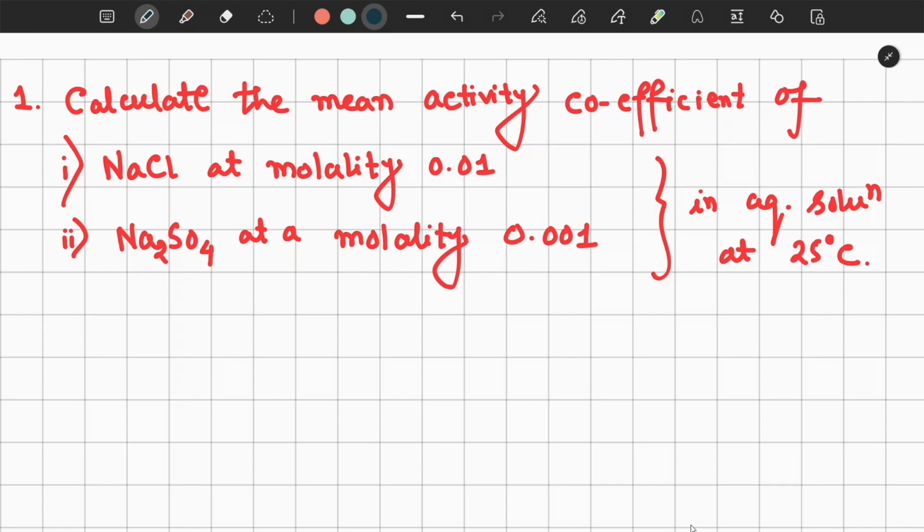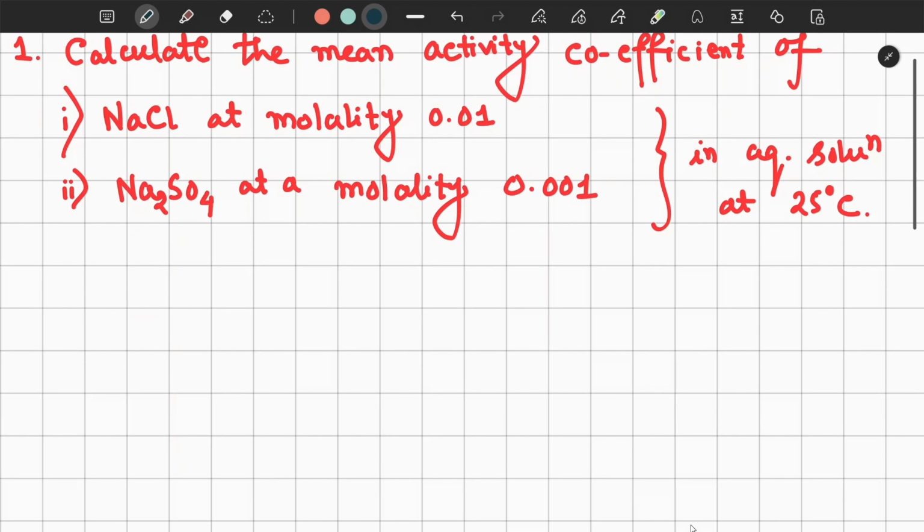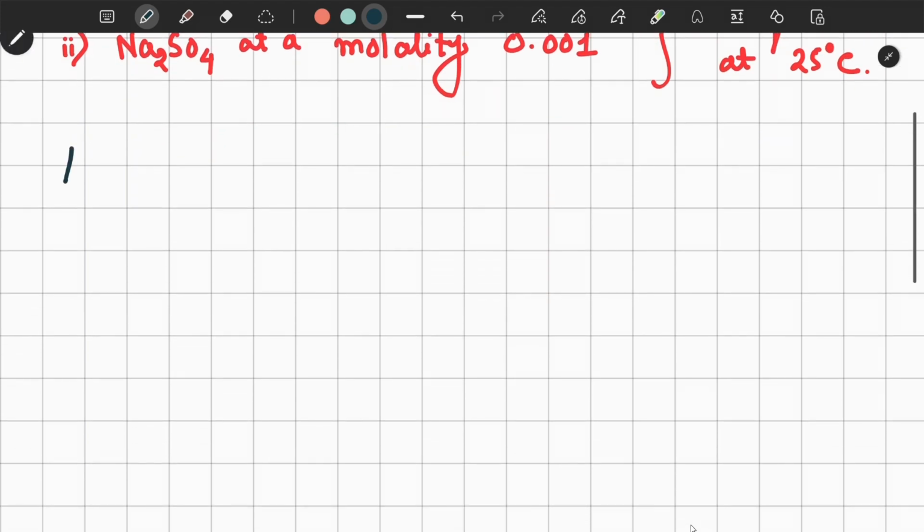So what is the definition of mean activity coefficient? That is also important here. The last class we discussed that. Let me summarize the discussion from the last class, then we'll solve this type of question. So let us consider in general. Just let me revise it very briefly, then we can start.